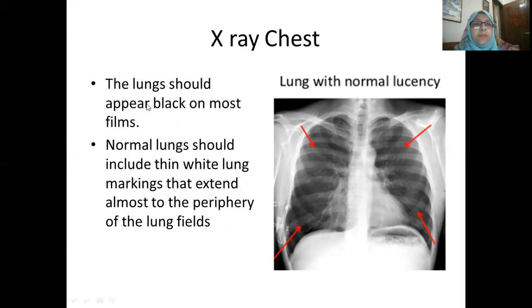How can we explain? Lung should appear black on most films. A normal lung should include thin white lung markings that extend almost to the periphery of the lung field. That is the bronchovascular marking. These are extended up to the periphery. This is the normal lucency of a lung field. If the bronchovascular markings are extended up to the periphery of the lung field, it is a normal lung field.